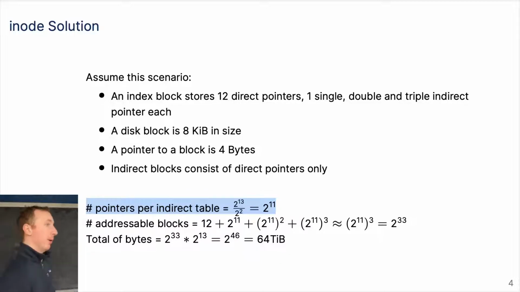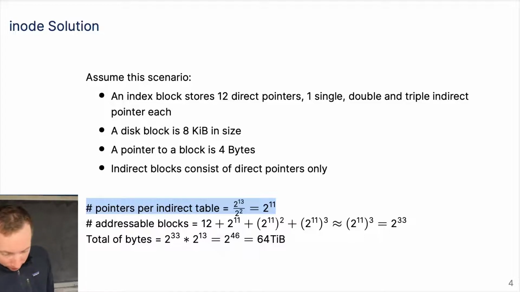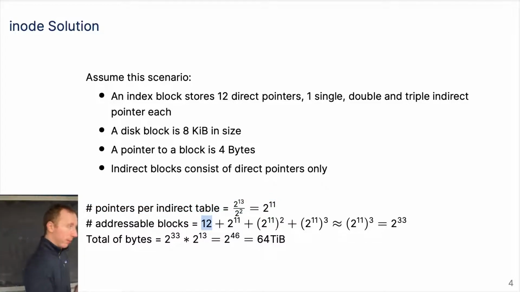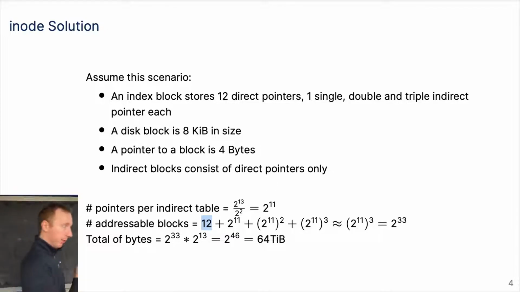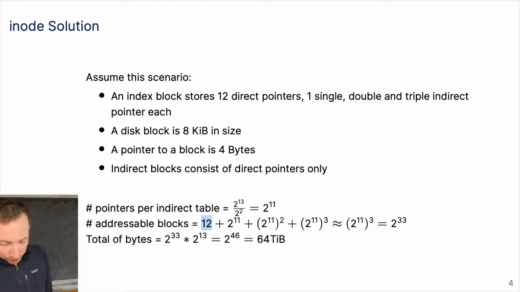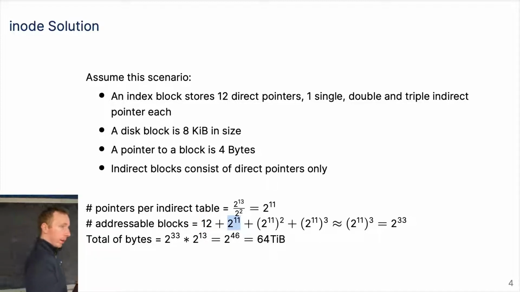So if we want to calculate the number of blocks we can address with an inode, well, we can address 12 of them directly. So those are 12 direct pointers. Two to the 13 is the block size. So with our 12 direct pointers, we can point up to 12 blocks. And then for single indirect, well, it's one block. So we can point up to 2 to the 11 things.